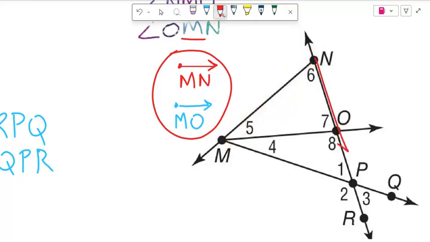So if y'all see that in your homework, we essentially already did that in the previous problems. Just know how to name the sides. We name the sides with 2 letters. We name the whole angle with 3. Easy enough there? All right.